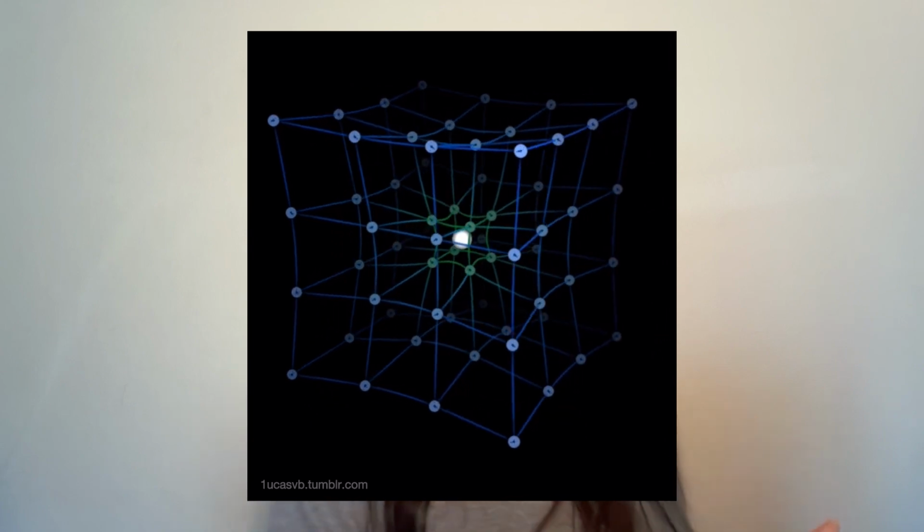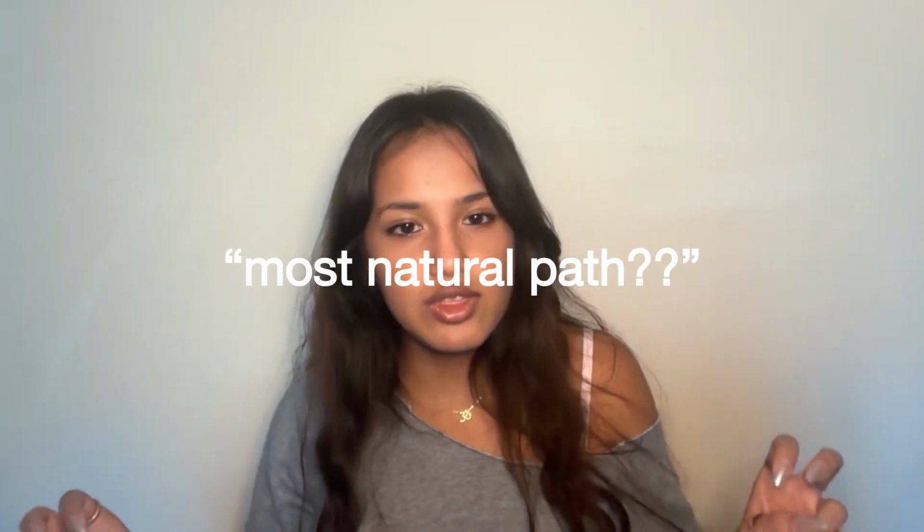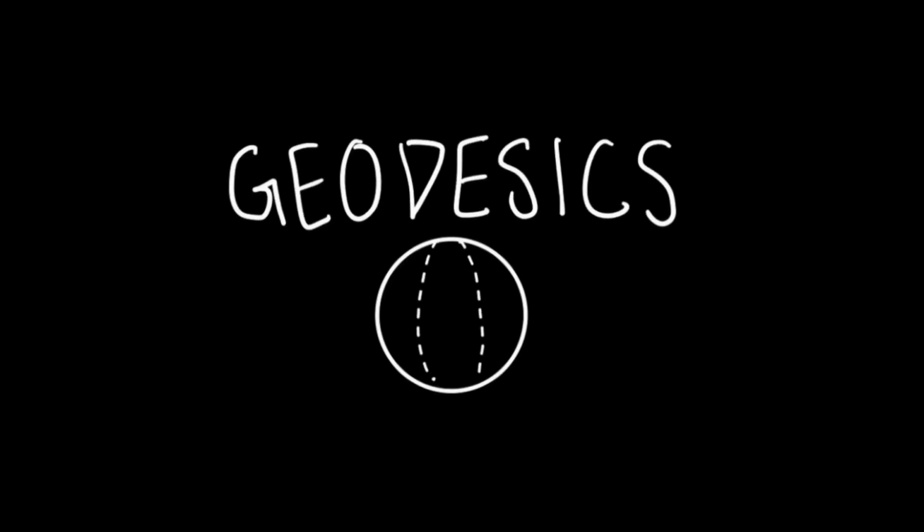So it's because of that upward acceleration in every direction of Earth's surface that Earth isn't collapsing within itself from its own curvature that it's causing. So I keep talking about the most natural path through space-time, but let's talk about what they really are. These paths are called geodesics.